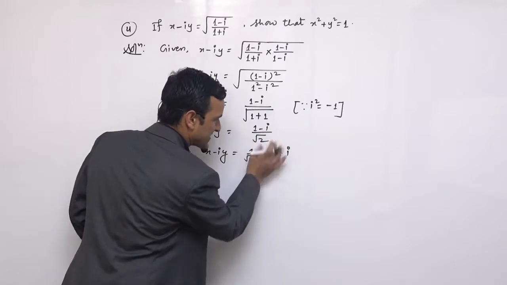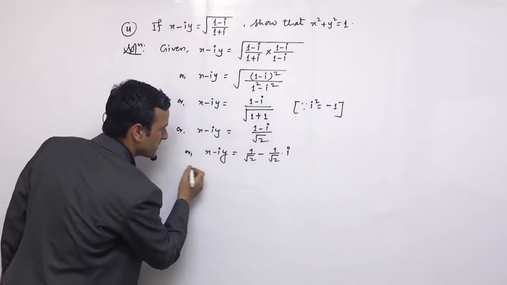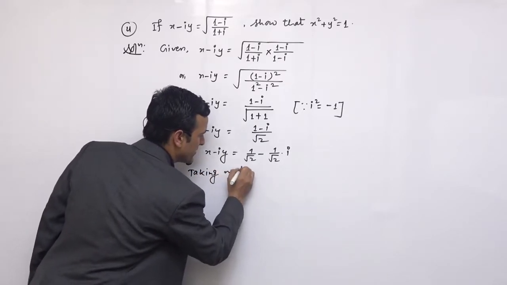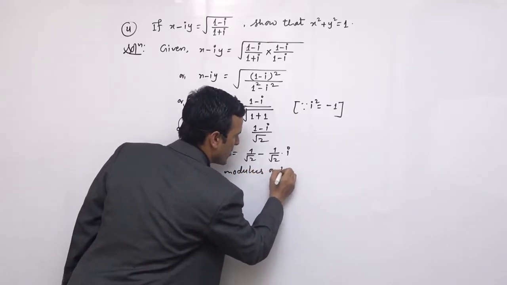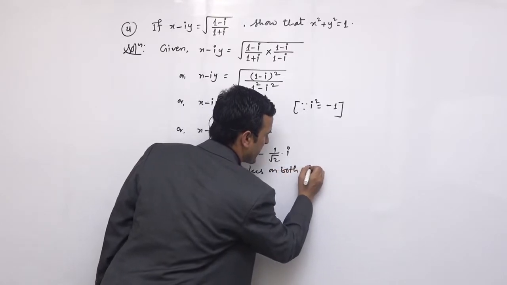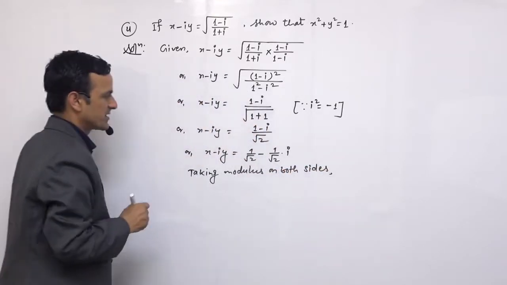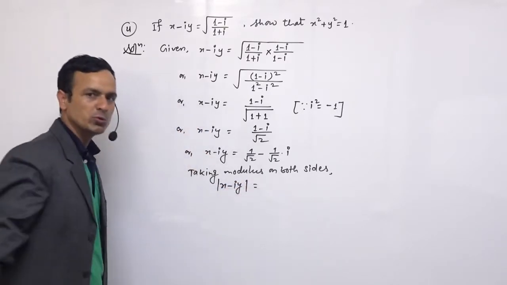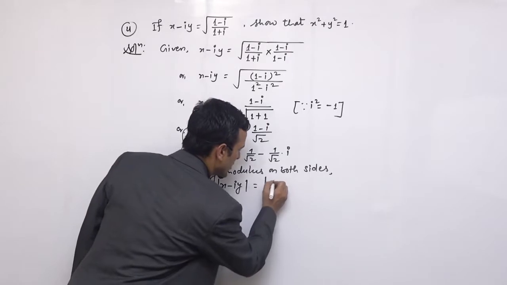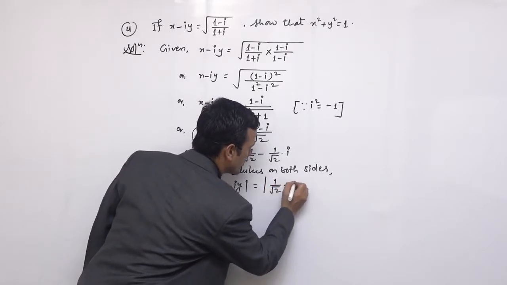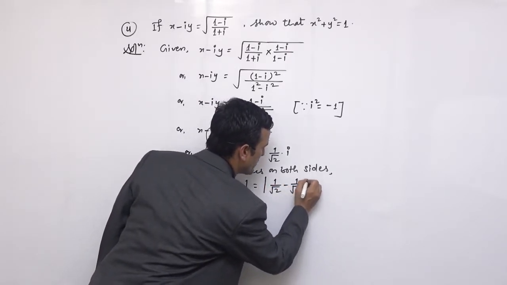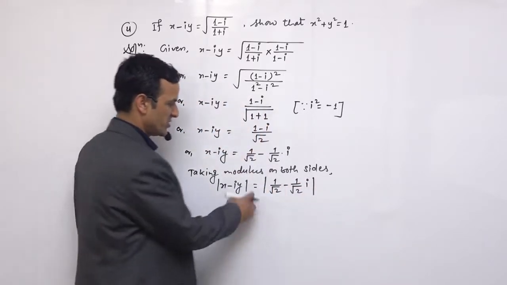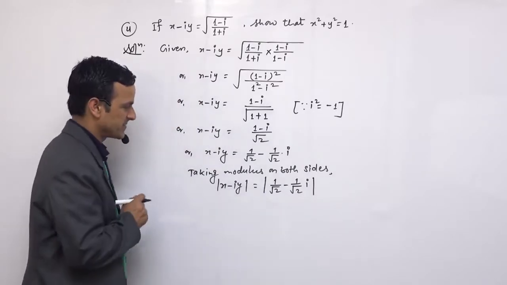We have broken or separated the whole fraction. After that we can take the modulus on both sides. Taking modulus on both sides, we get modulus of x minus iy is equal to modulus of 1 upon root 2 minus 1 upon root 2 into i. This is the modulus sign which is used on both sides.